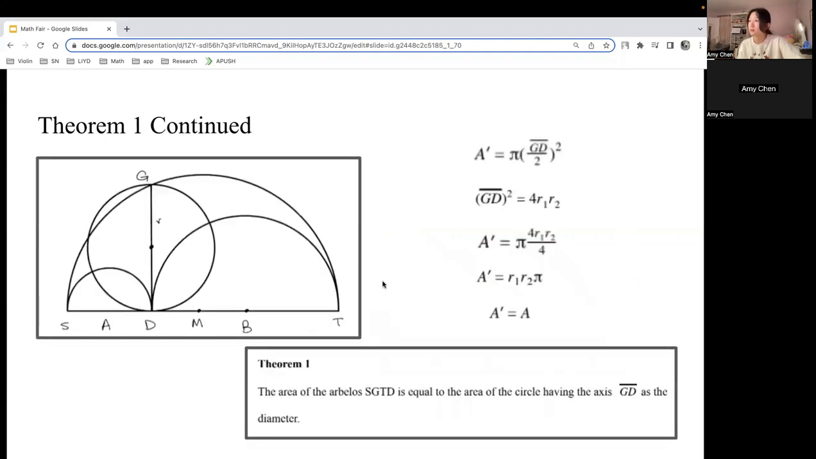Next, construct the auxiliary circle with diameter GD. Using the equation for the area of a circle, the area of the circle with diameter GD, denoted by A prime, is equal to pi times GD squared over 4. Now, plugging in the previous value we found for GD, we yield the equation A prime equals R1 R2 times pi, which is exactly the value of A. This dictates theorem 1, which states that the area of the Arbelos SGTT is equal to the area of the circle having axis GD as a diameter.